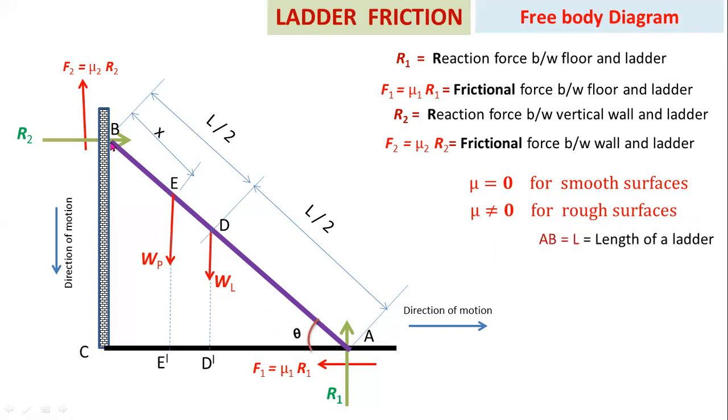Here AB is the length of a ladder. WL is the self weight of a ladder, and WP is the weight of a person or weight of a man.